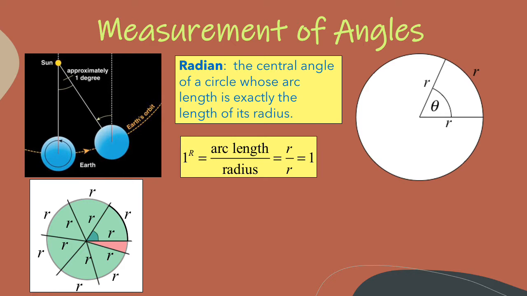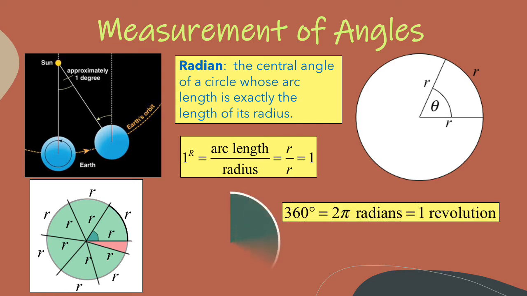Realizing that 1 radian is the central angle formed by laying the radius of the circle onto the circumference, you can see by the picture that there are exactly 2 pi radians, or about 6.28 radians in one circle.